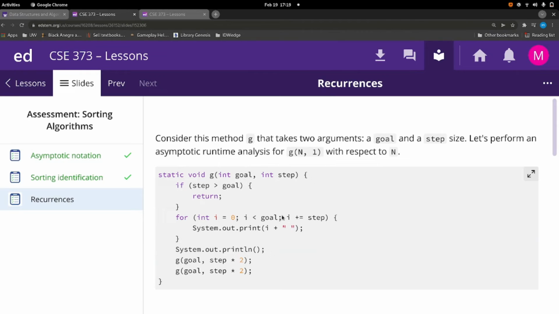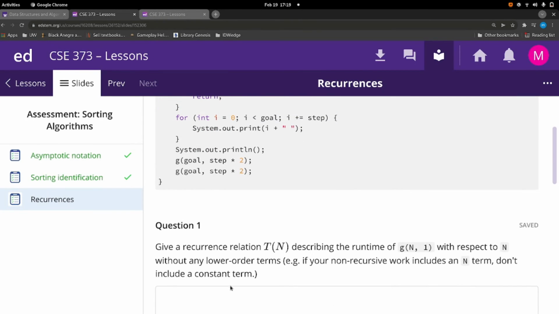Okay, consider this method G that takes two arguments, a goal and a step size, and perform asymptotic runtime analysis for G of n and 1 with respect to n. Essentially what's going on is that it's going to loop through and print out steps of the step size, starting with a step of 1, up to the goal, starting with 1.